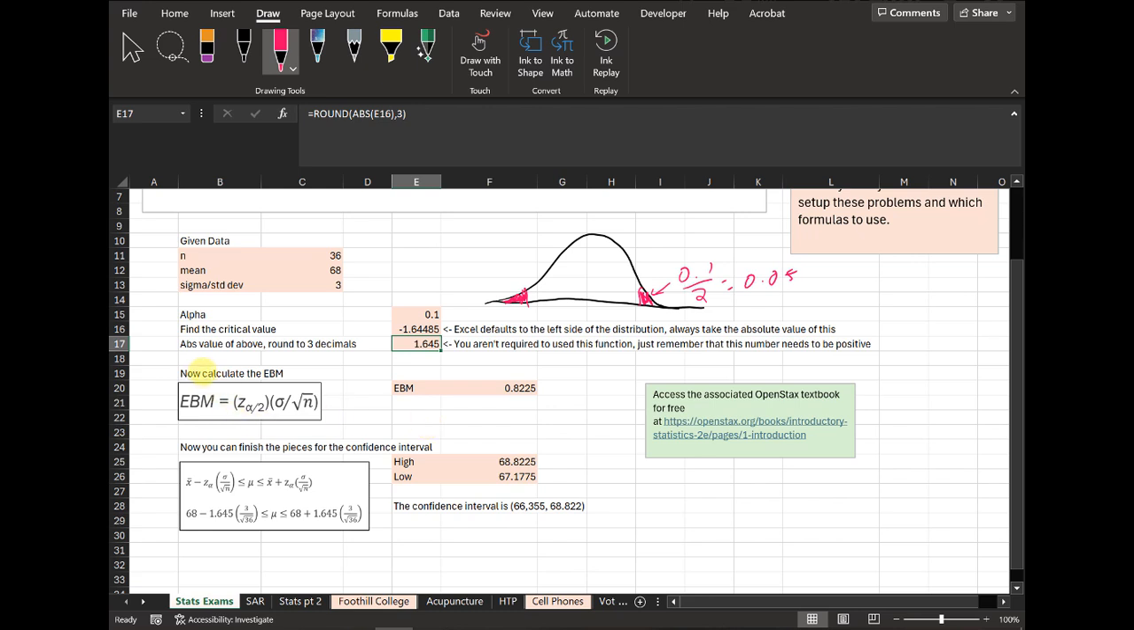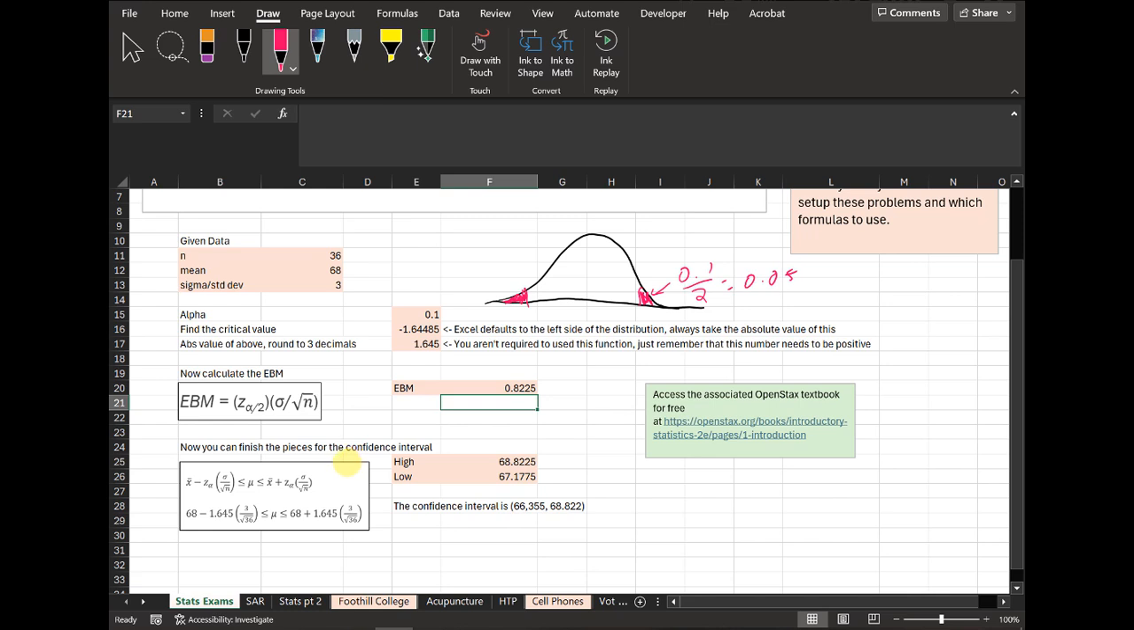So the next thing I like to do is calculate the error bound, so our EBM. I have the formula written out here just so you can follow it. So you take that critical value. Notice how this is labeled, z sub alpha over 2. So I told you this was a z-score, and I told you that we take this alpha value and we divide it by 2. So that's literally what this is here. So I take this value here times whatever my sigma divided by the square root of n is. And so that's what I plug in here. So I've got my critical value times sigma divided by the square root of n. So I've just referenced all of that in the formula.